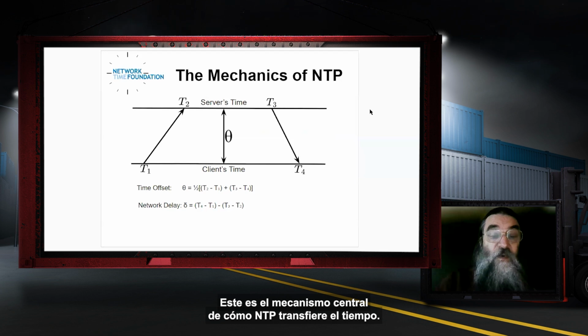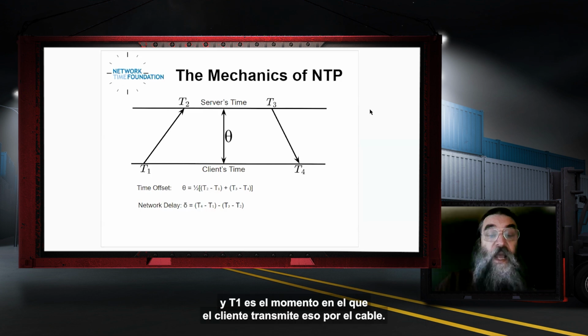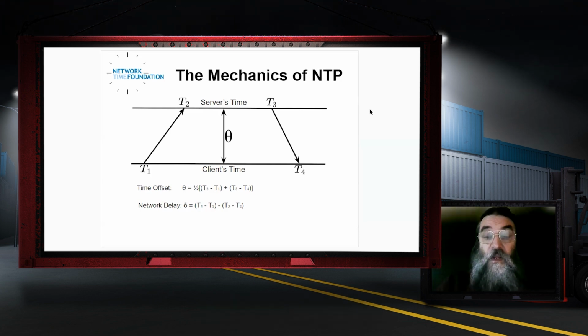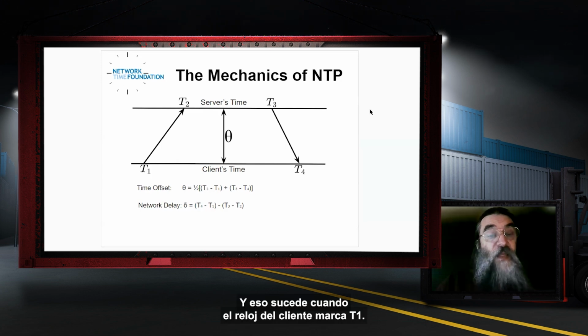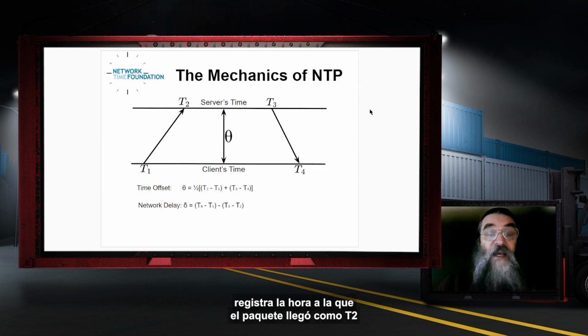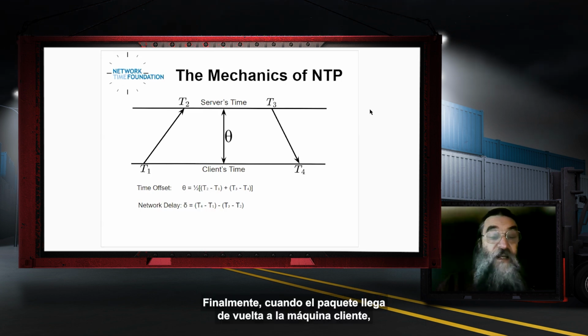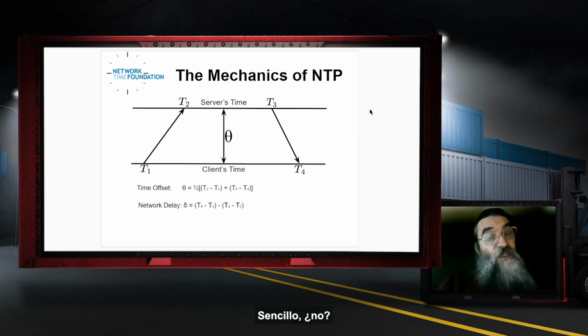This is the core mechanism of how NTP transfers time. A client sends a packet to a server, and T1 is the time when the client transmits that on the wire. T1 happens on the client's clock. When the server gets the packet, it records the time when the packet arrived as T2, and it records the time it sends its response as T3. T2 and T3 are based on the server's clock. Finally, when the packet arrives back at the client, the machine records T4 according to its clock. Simple, huh?